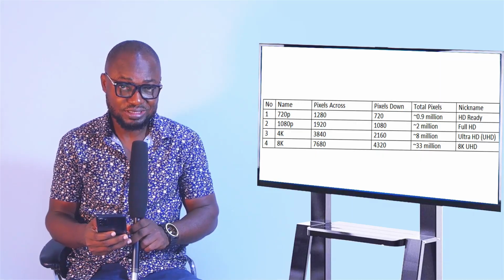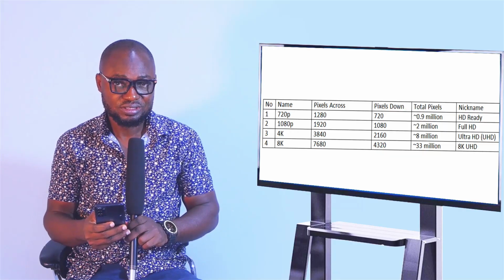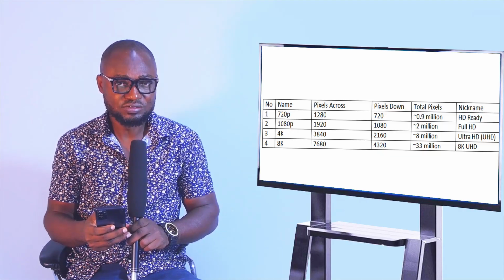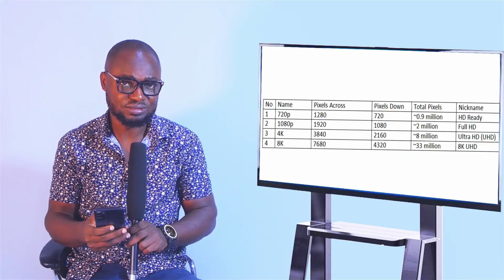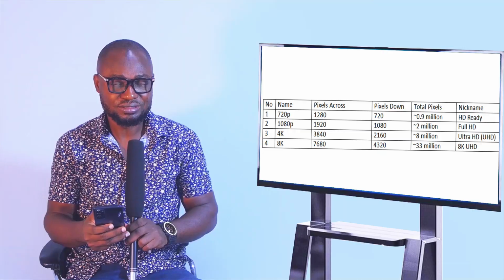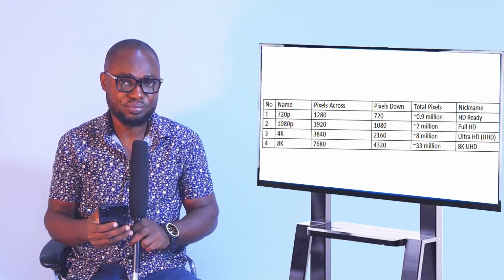When we look at our TV screens, and even our camera screens, they are rectangles. A rectangle has a height and a length, or breadth.